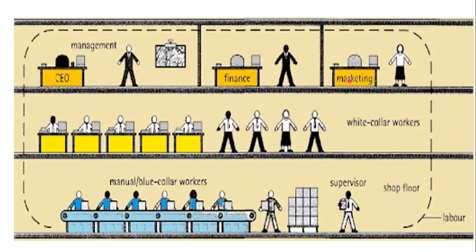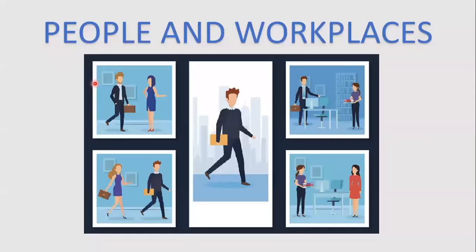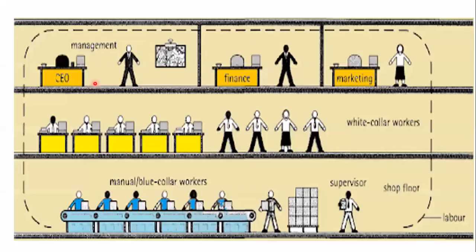This is just a short explanation about the types of environments you can find in a workplace, okay? Remember that we are talking about workplaces and people. So you find all kinds of people, all kinds of workplaces. This is just an example. So in a factory, like in this picture, we might have the management floor, white collar workers floor, and shop floor. You got it? Okay.